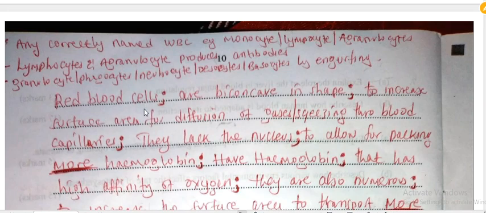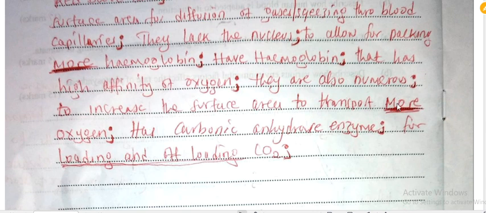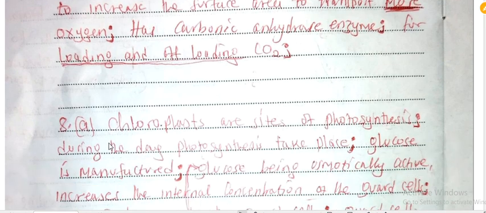Then red blood cells are biconcave in shape to increase surface area for diffusion of gases or squeezing through the blood capillaries. They lack a nucleus to allow for packing of more hemoglobin. Then they have hemoglobin that has high affinity for oxygen. They are also numerous to increase surface area for transport of more oxygen, more must be there. Then it has carbonic anhydrase enzyme for faster loading and offloading of carbon dioxide.